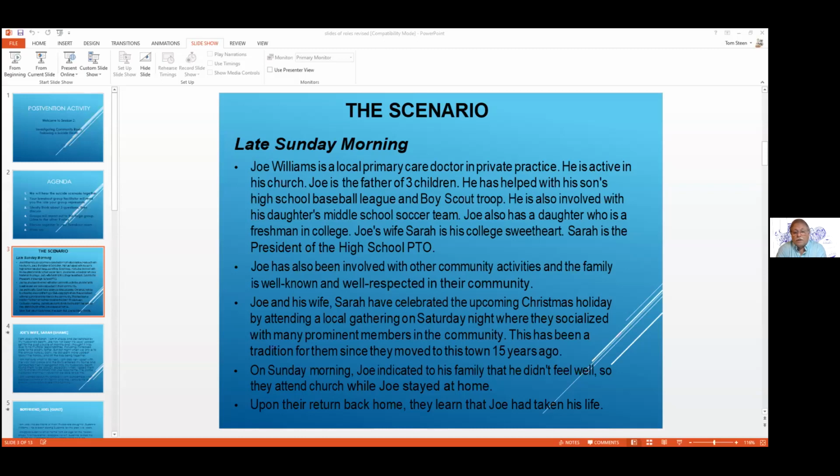Joe and his wife, Sarah, have celebrated the upcoming Christmas holiday by attending a local gathering on Saturday night where they socialize with many prominent members of the community. This has been a tradition for them since they moved to this town 15 years ago. On Sunday morning, Joe indicated to his family that he did not feel well. So they attended church while Joe stayed at home. Upon their return back home, they learned that Joe has taken his life. So now you will go into your rooms and the facilitators will read the person or the scenario person connected to this overall scenario and how it relates to this.